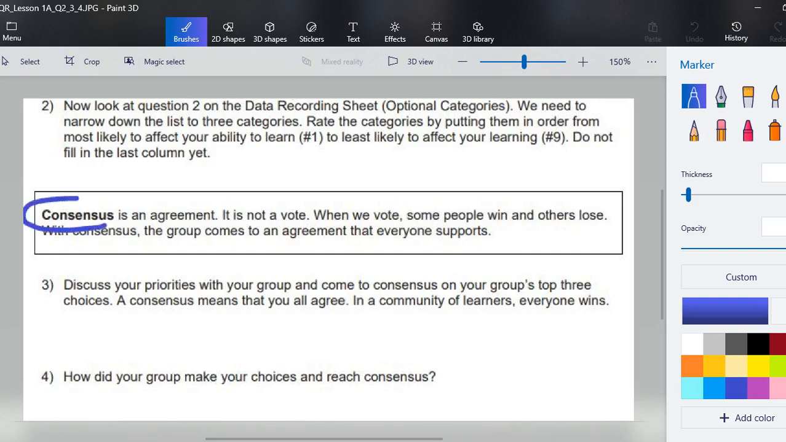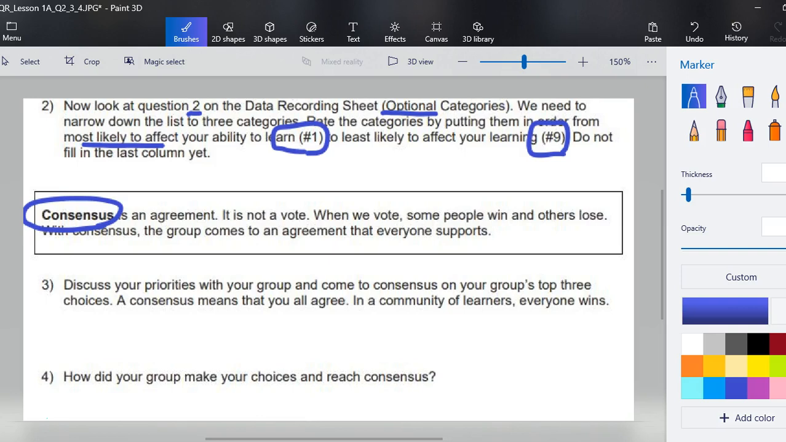And one of those words is going to happen in this question number 2. It says, let's look at question 2 on the data recording sheet. You just completed question 1, but now they want us to look at optional categories. It says we need to narrow it down and then to rate the categories, putting them in order from most likely to affect your ability to learn, number 1, and that can be positively or negatively, to least likely to impact your learning as a number 9. And again, that could be positively or negatively. Do not fill in the last column.